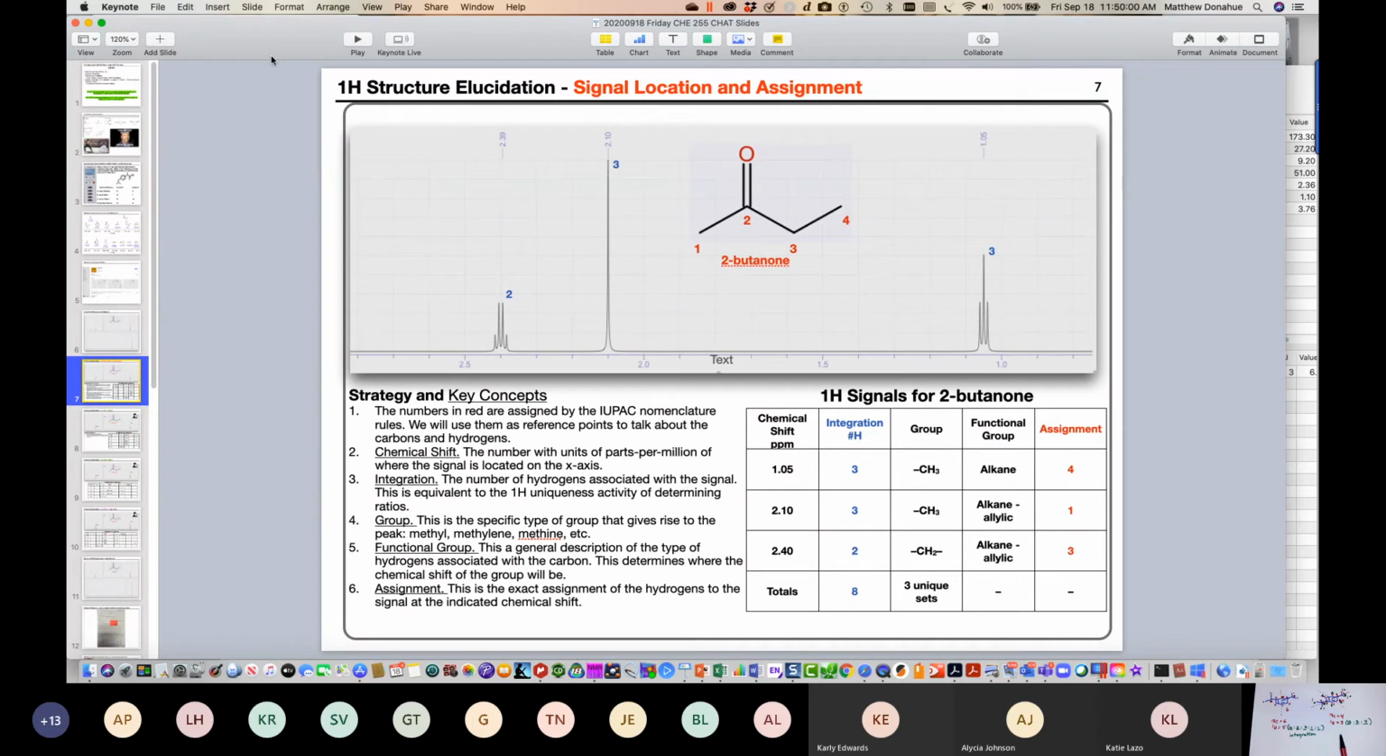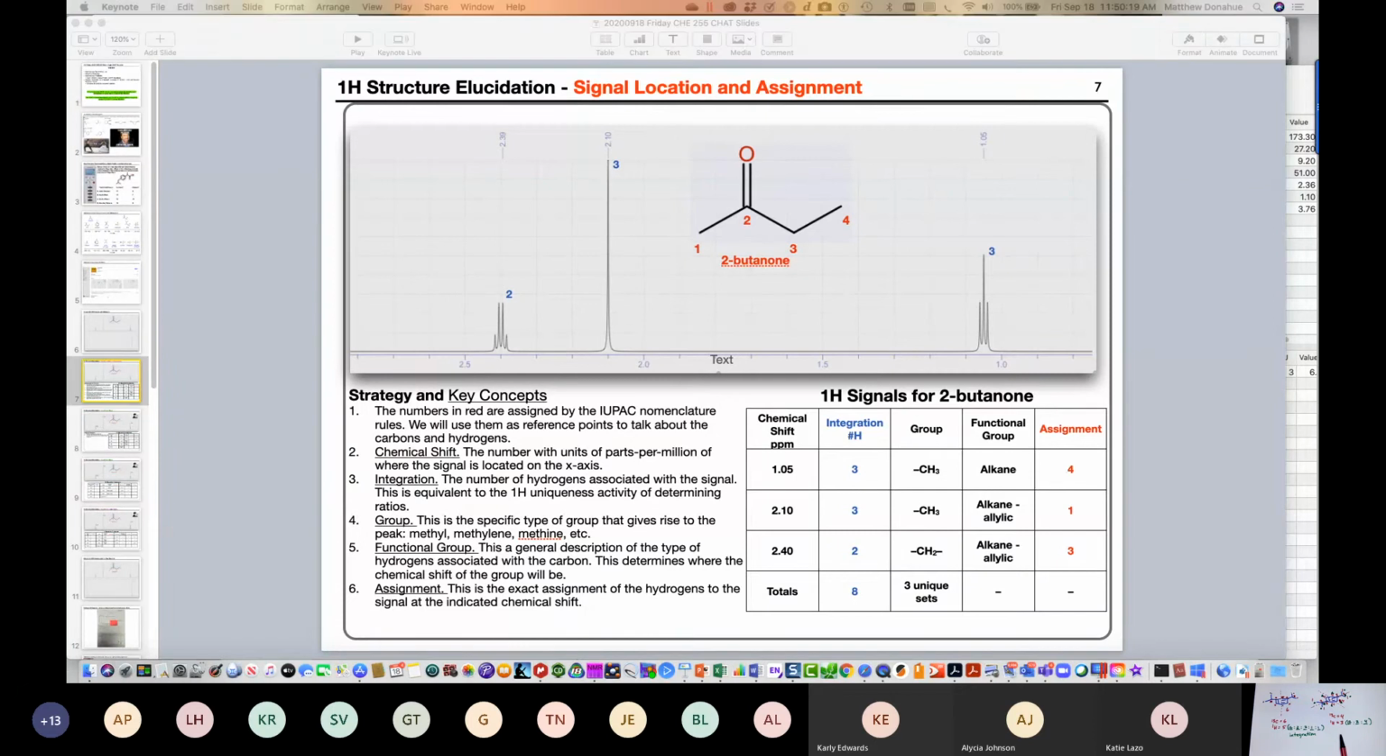Does everyone follow the logic so far? So Christina, yes, there are 8 total hydrogens. So 3, 4, 5, 6, 7, 8.